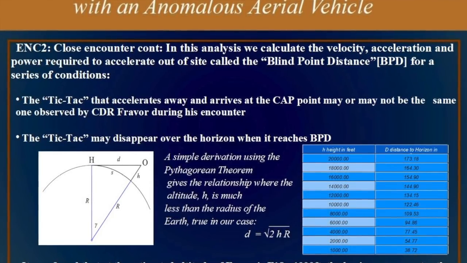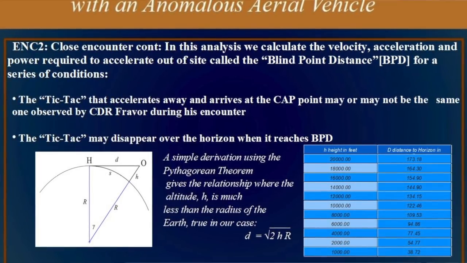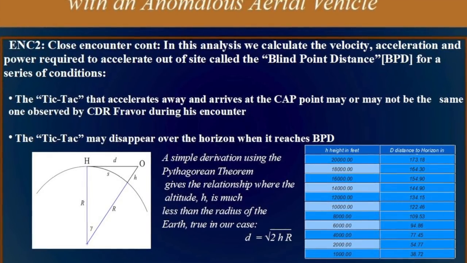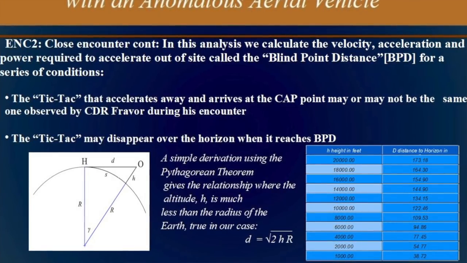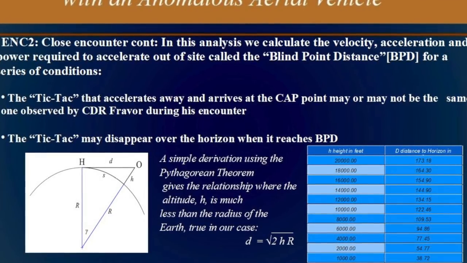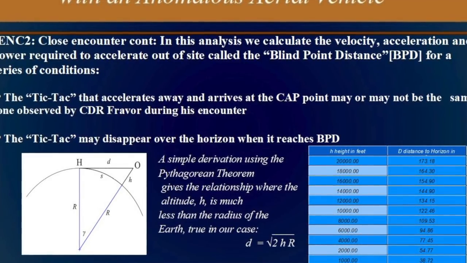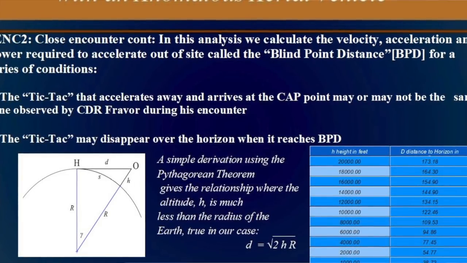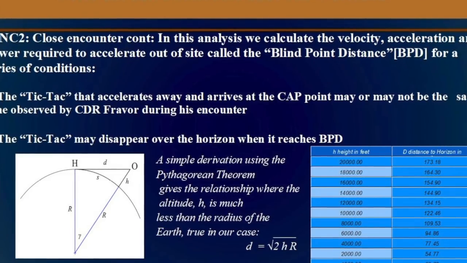But if you look at this table over here, first you can derive this formula, which is the distance to the horizon is the square root of 2 times the altitude times the radius of the Earth. It holds up fine as long as your altitude is much larger than zero. It gives a pretty accurate result. It turns out that the distance to the horizon is much farther than the CAP point. It shows 100 miles or 94 miles, something like that. So you know it didn't disappear because it reached the horizon.